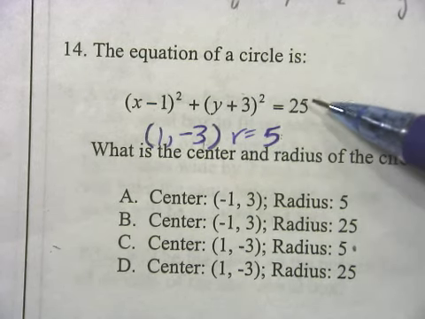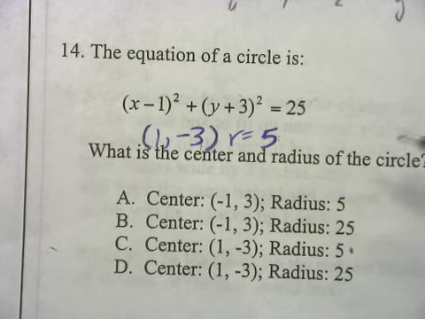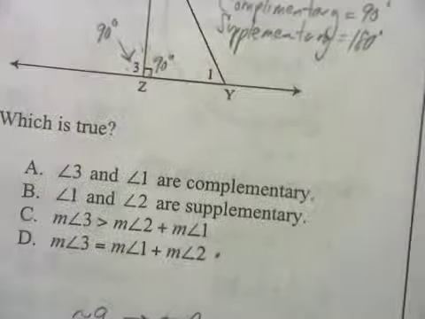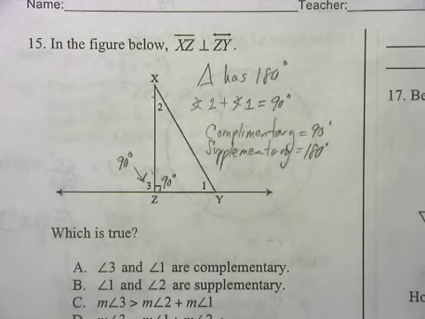Remember, guys, the coordinates of the center are the opposite of the formula, and in the equation of a circle, the radius has already been squared for you. So just take the square root of that. And that's why I get letter C as my answer. Let's move on to question number 15. Okay. So here we have question number 15.